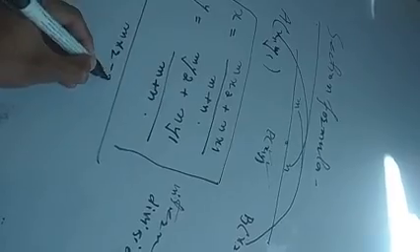For external division, x is equal to (mx2 minus nx1) divided by (m minus n), and y is equal to (my2 minus ny1) divided by (m minus n).